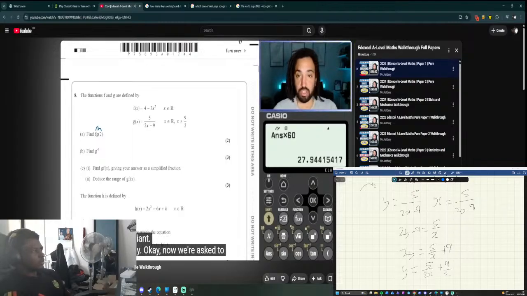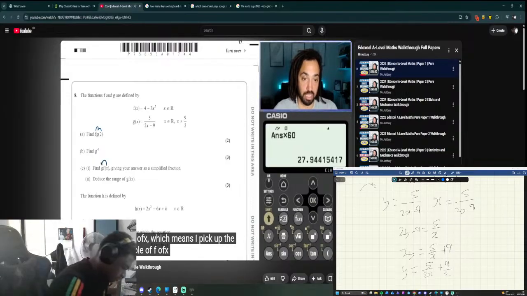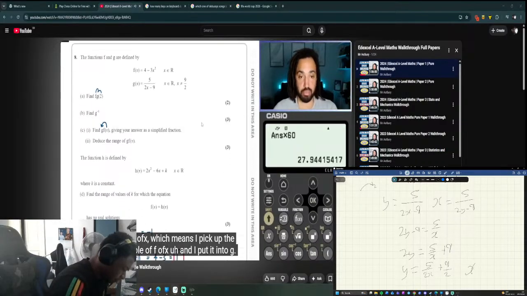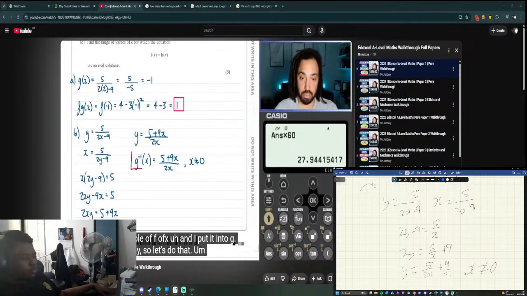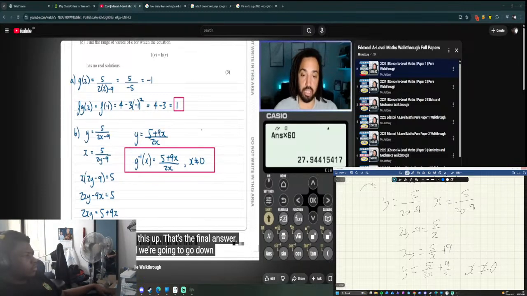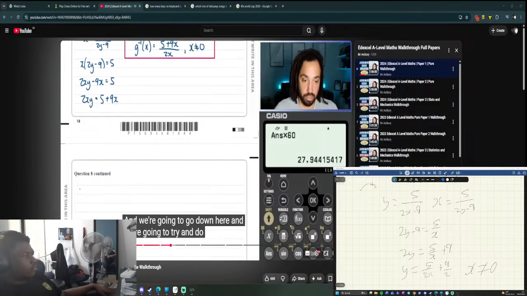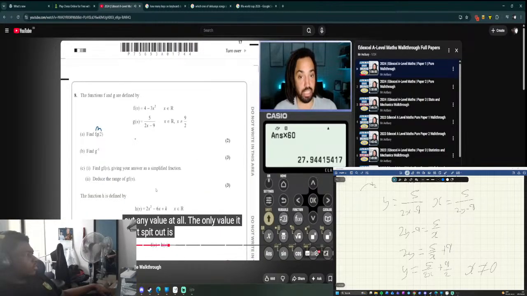Now we're asked to find g of f of x, which means I pick up the whole of f of x and I put it into g. Okay, so let's do that. I'm just going to box this up. That's the final answer. And we're going to go down here and try to do g of f of x.